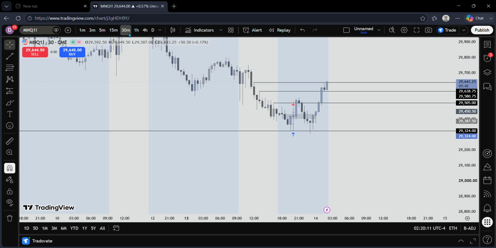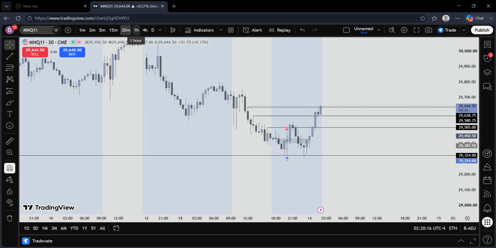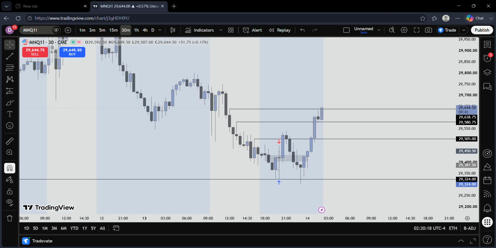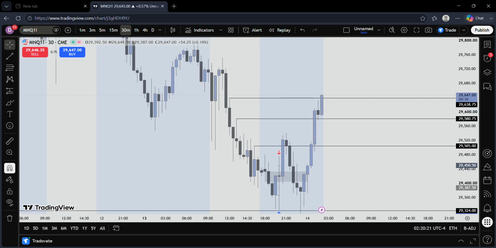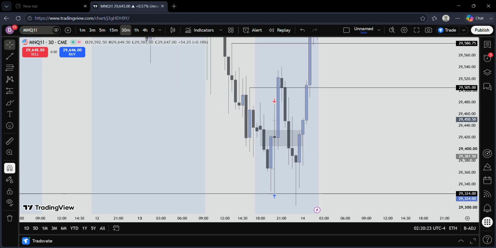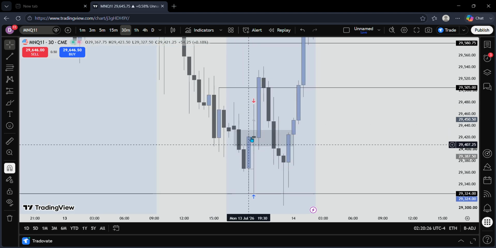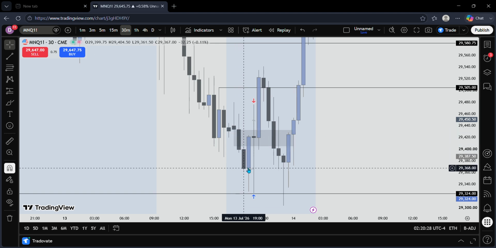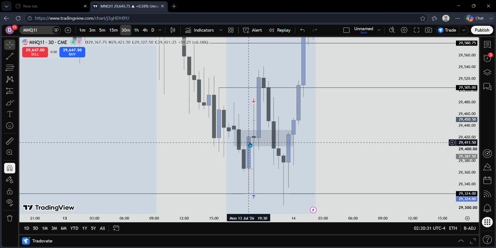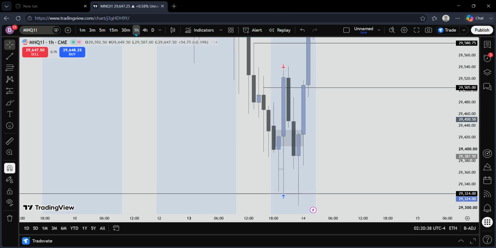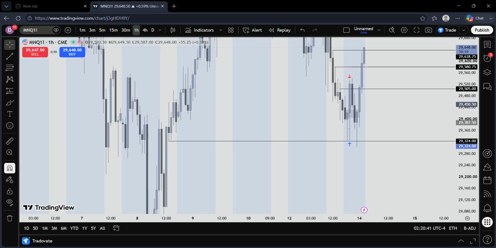But here was the idea with the trade. We left behind a bunch of buy-side liquidity from a bunch of unfilled fair value gaps, specifically this 30-minute right here. The whole idea was to take a short off of coming into this 30-minute fair value gap and then taking a continuation short back down. So that was the trade idea. And also for our target, we had this unmitigated hourly fair value gap right here as the target.